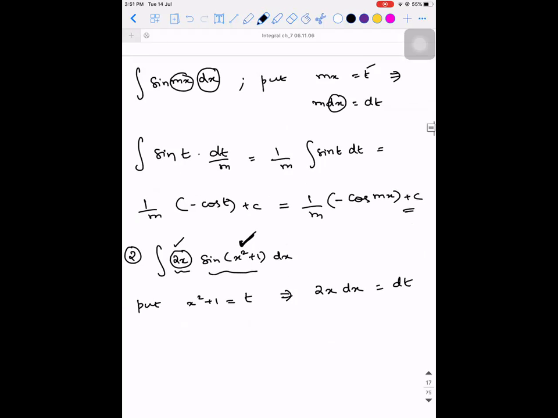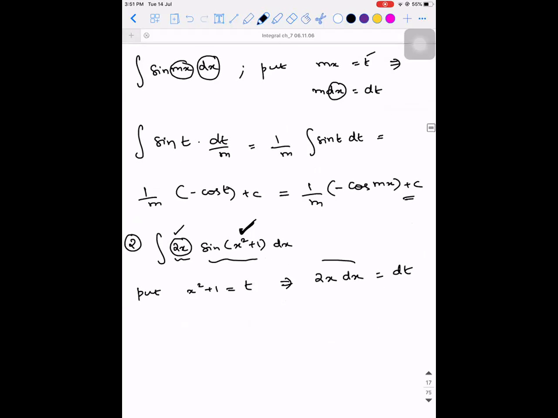Right? I hope this is clear. So 2x into dx, wherever I find this, I can replace it with dt. Wherever I find x square plus 1, I can replace it with t. So if you look at this question, 2x into dx, I can write it as dt. So the question gets transformed as integral of sine of x square plus 1 is sine t into dt.